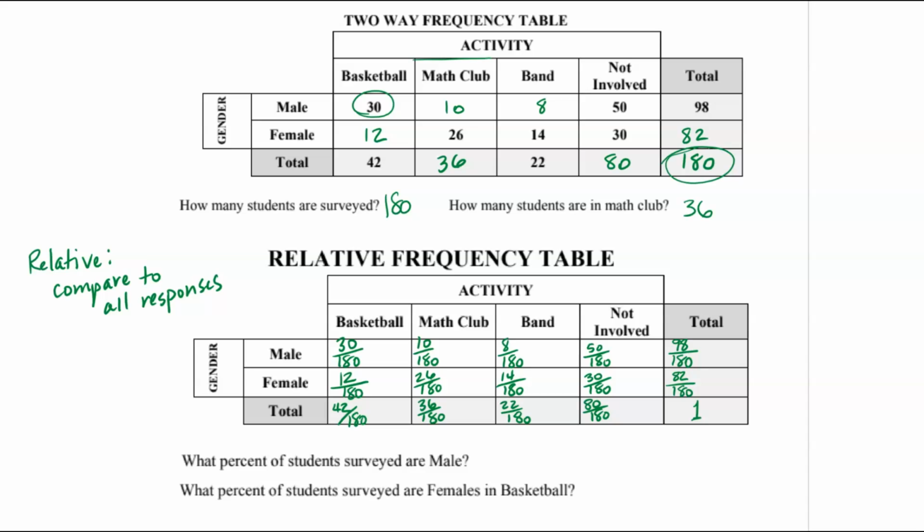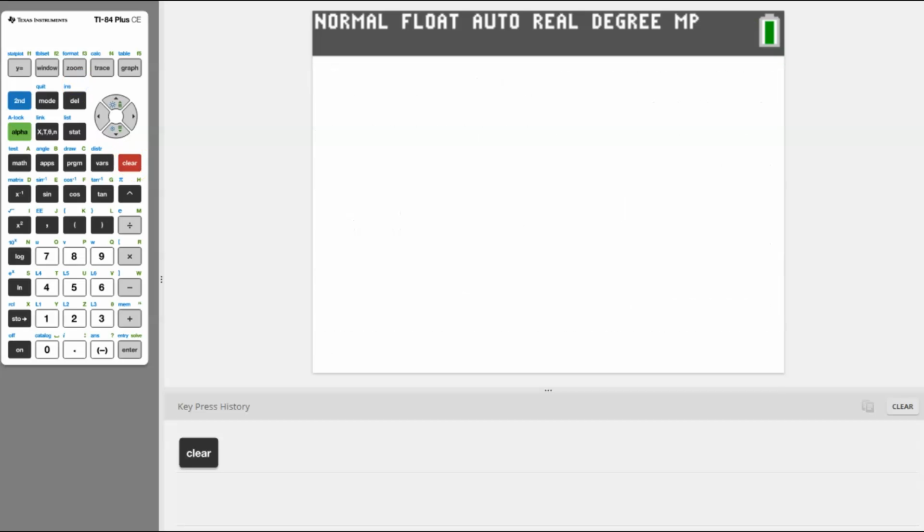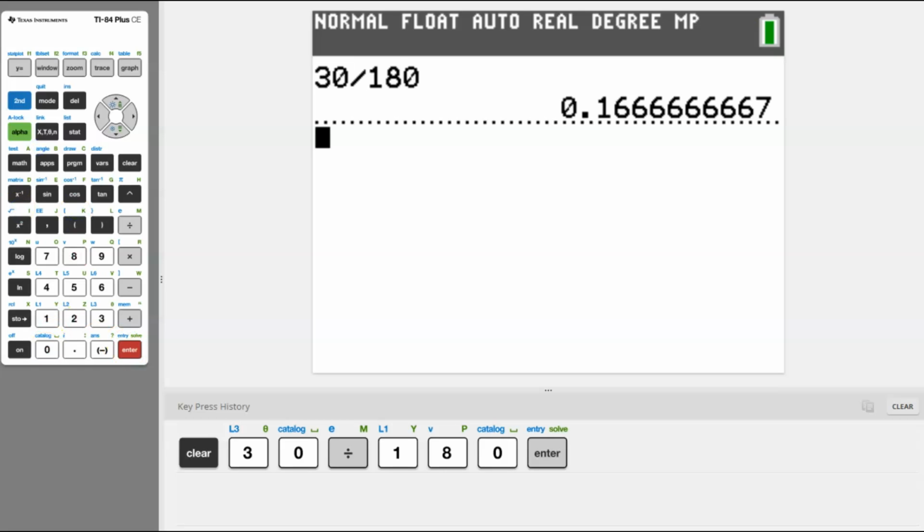Sometimes the fractions are very useful to us, but a lot of times the decimals are going to be more useful, and in this case our questions ask what percent of students surveyed are male? What percent of students surveyed are females in basketball? So if we're talking about percents, then we want decimals. I can go to my calculator and I can clear that screen just to clean it up. And then my first fraction is 30 divided by 180. And then that will give me the decimal.